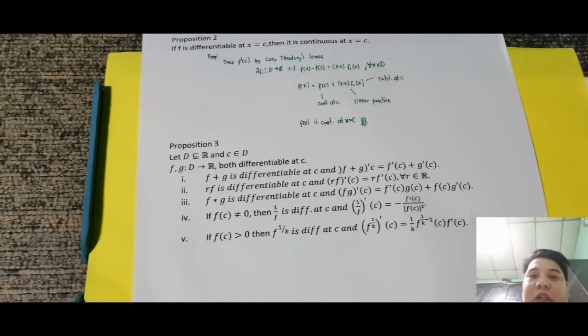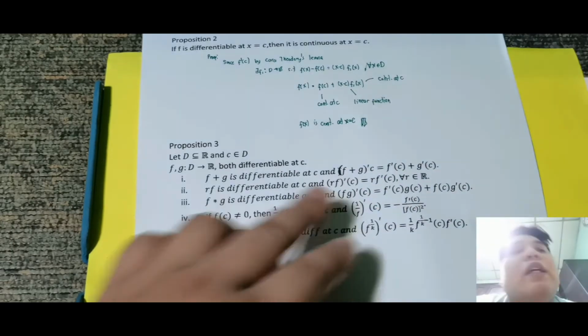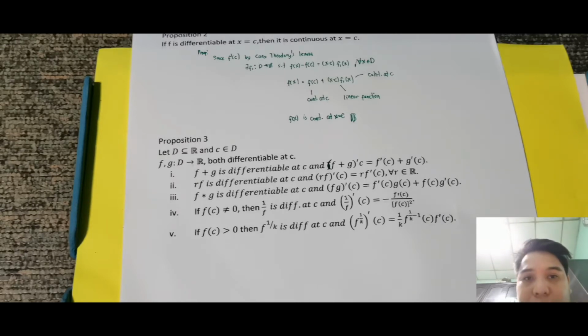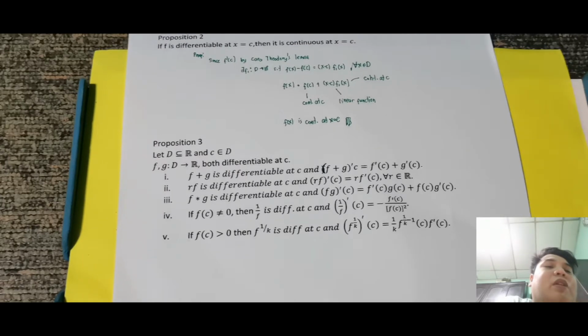Then, number 1, or letter i, f plus g is differentiable at c, and f plus g prime of c is equal to f prime of c plus g prime of c. Next, rf is differentiable at c, and rf prime of c is equal to r f prime of c for all r element of real numbers. Then, f times g is differentiable at c, and f g prime of c is equal to f prime of c g of c plus f of c times g prime of c.